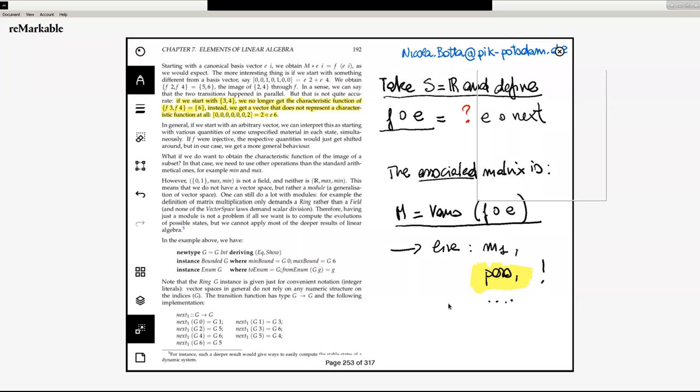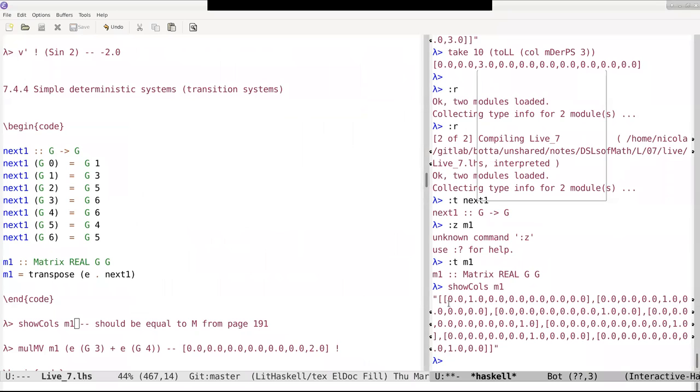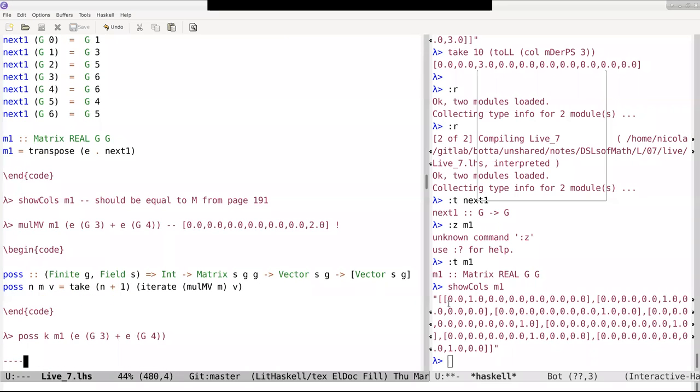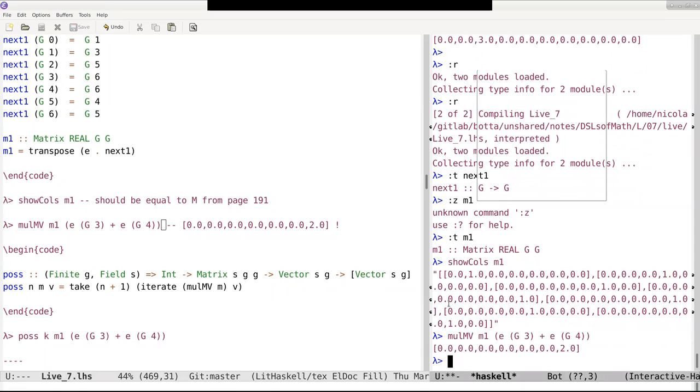So you see, building these matrices, you have to check it out. It is indeed very simple. So for instance, what we can do, now that we have our M1, is compute the matrix vector multiplication starting from 3 and 4, and we end up in 6.